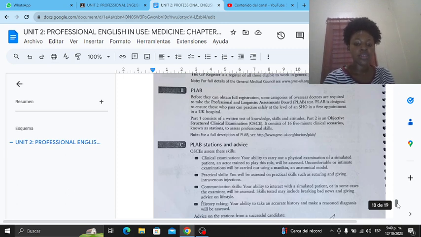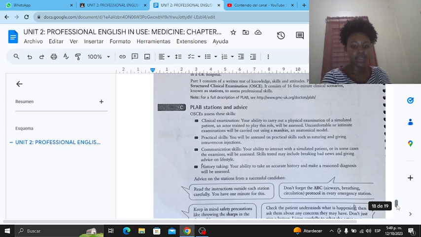Part 1 consists of a written test of knowledge and skills. Part 2 is an objective structured clinical examination, the OSCE. The OSCE consists of 16 clinical scenarios, or stations, to assess professional skills. Note: for a description of PLAB, see www.gmc-uk.org.